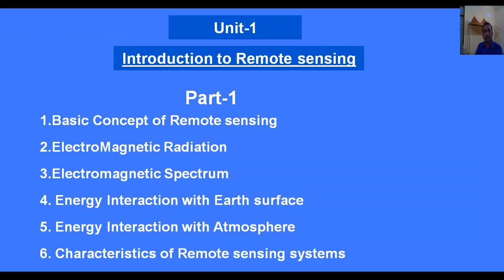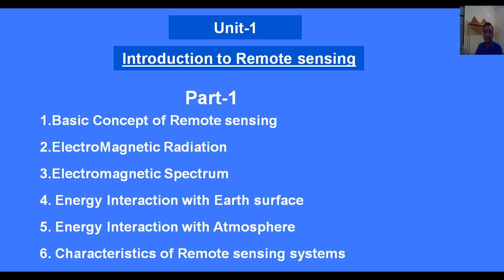In the previous class we discussed the basic concept of remote sensing, the stages in remote sensing, and how to classify remote sensing based on the source. Second, electromagnetic radiation: what is electromagnetic radiation, how we define it, and how it is useful for us. Next, the electromagnetic spectrum: what is spectrum, what is frequency, and what are the types of remote sensing based on the electromagnetic spectrum. Based on the electromagnetic spectrum we divided remote sensing into three types: thermal remote sensing, micro remote sensing and optical remote sensing.